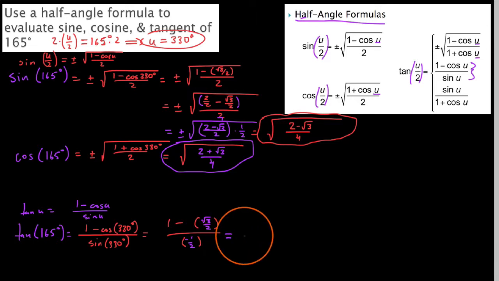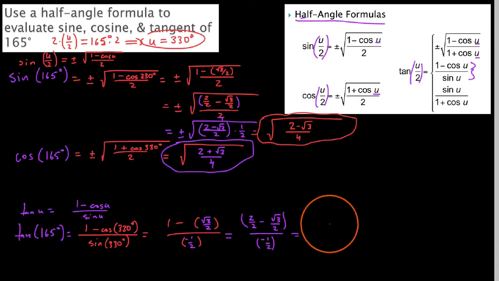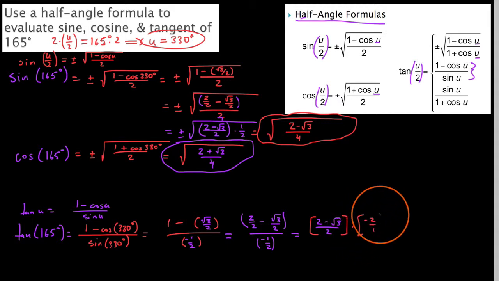So we're going to go ahead and do this. At least with the top here, we're going to find a common denominator. So we would say 2 over 2 minus root 3 over 2, all over negative a half, putting all this in parentheses here. So the top becomes 2 minus root 3 all over 2. That times the reciprocal of the bottom, which is negative 2 over 1.